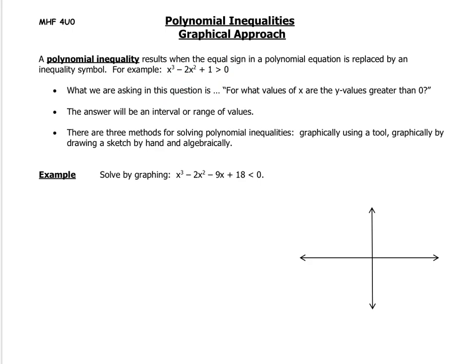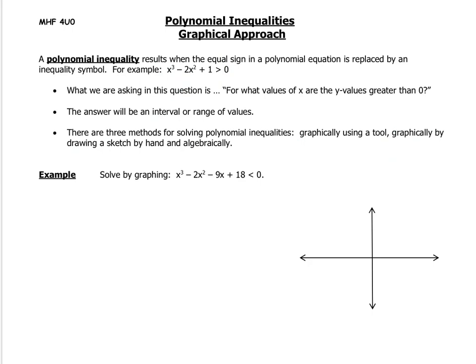The difference here compared to the equations that we're solving is that the answer will be an interval, or a range of values, and we're going to look at a few different methods for solving. Obviously, we could graph the polynomial function using a tool and then state the intervals where the function is greater than 0 or less than 0, in other words, when the function is positive or negative. I don't think I need to let you know how to do that. Today, we're going to look specifically at doing it graphically, and then tomorrow we'll look at how to do it algebraically. So, we're going to graph by hand today.